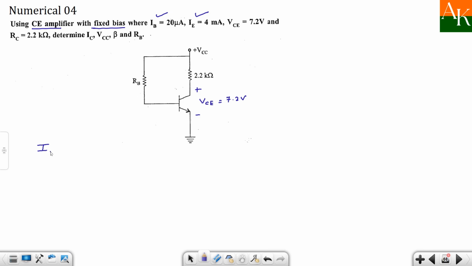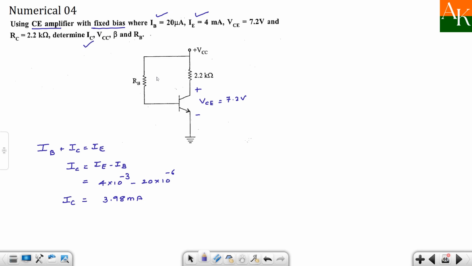Aur ye formula aapko malum hai, IB plus IC is equal to IE. तो आप IC इजीली कैलकुलेट कर सकते हैं IE माइनस IB करके. और IE कितना दिया है, 4 मिली एम्पियर. सो 4 इंटू 10 टू द पावर माइनस 3 माइनस IB 20 माइक्रो एम्पियर. बी केयरफुल अबाउट दिस कैलकुलेशन. So this turns out to be 3.98 milliampere. So IC आपने कैलकुलेट कर दिया है.